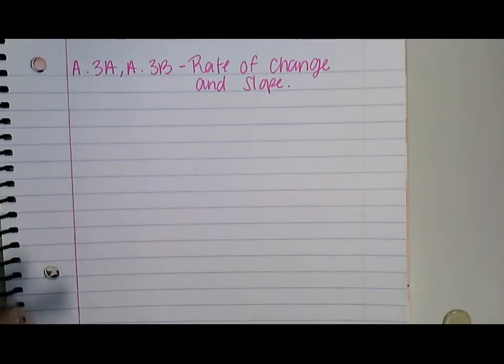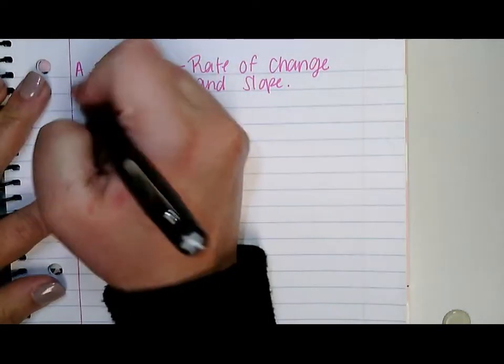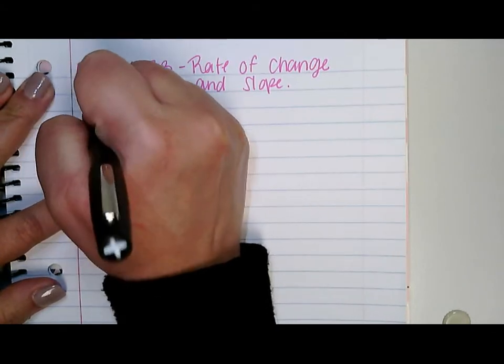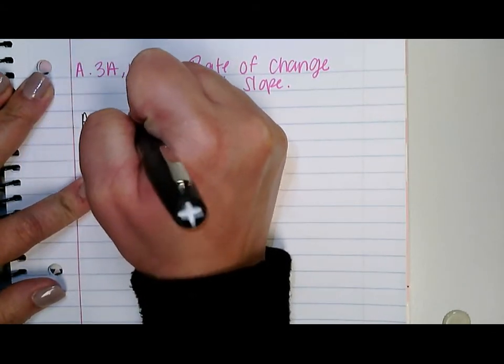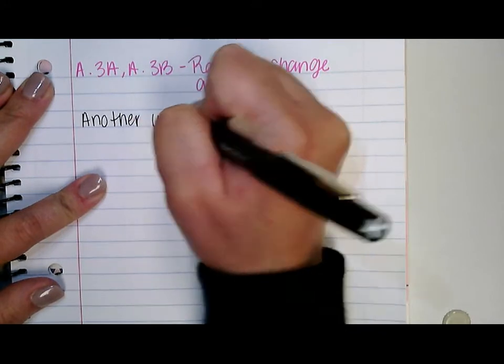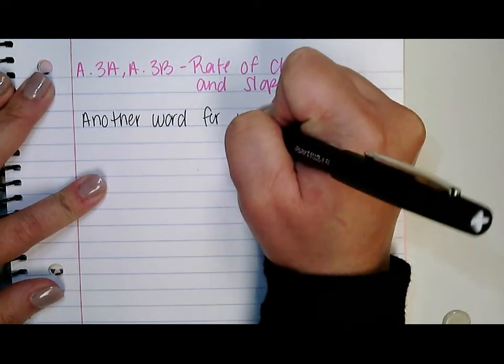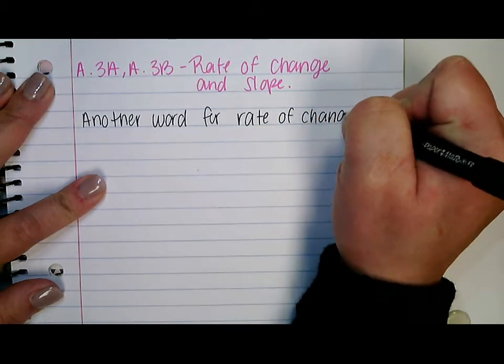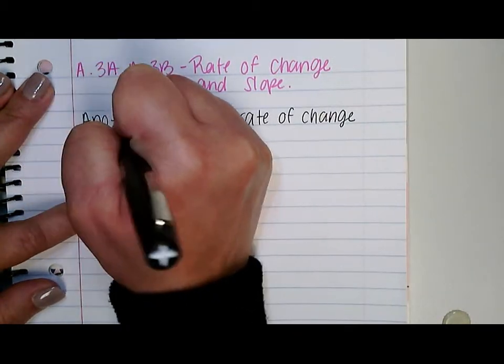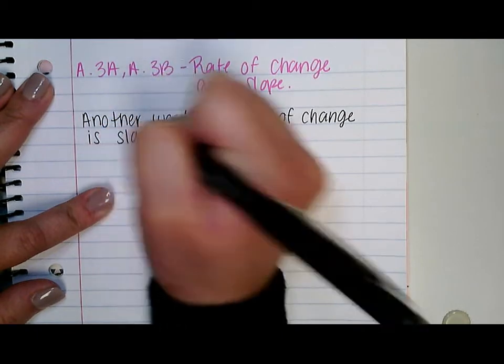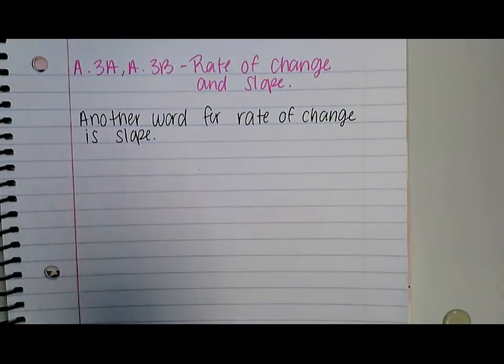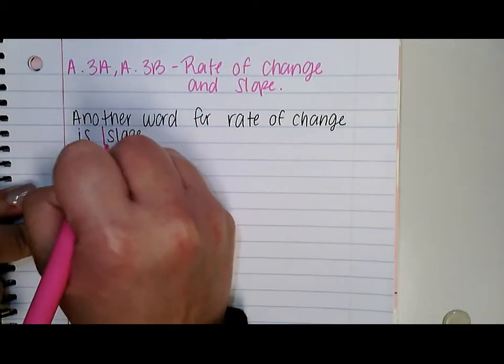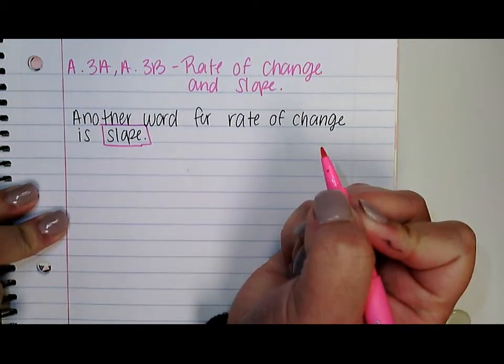Okay, so the reason why I combined these two and made it into a one-day thing is because another word for rate of change is slope. So slope and rate of change are the same thing.